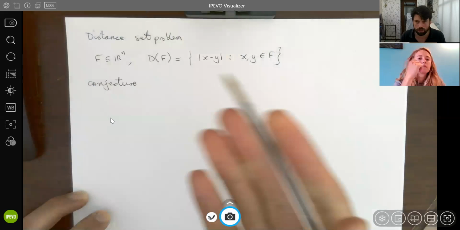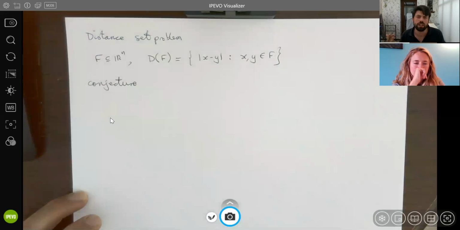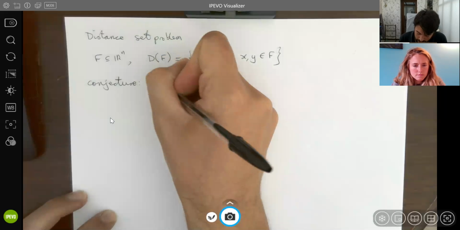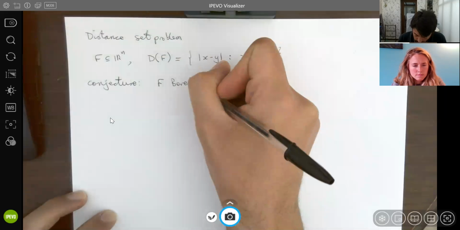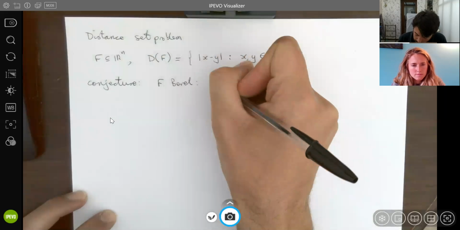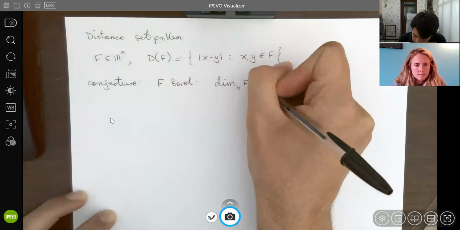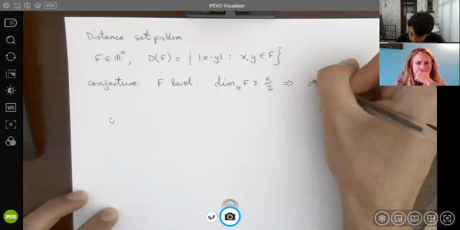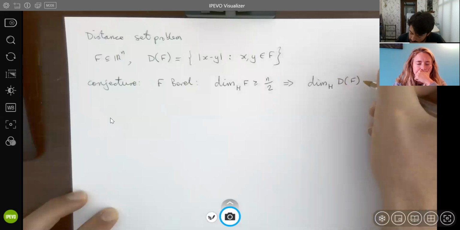Of course there are different versions of this problem if you change n, but the problem's been getting a lot of attention in the last few years from people like Pablo Shmerkin, Tuomas Orponen, Alex Iosevich and his collaborators, etc. But most of this attention has been in the planar case, the case when n equals 2, but of course the conjecture I'm going to write down makes sense for any n. And that is, let's suppose F again is Borel, then if the Hausdorff dimension of F is at least half of the ambient dimension, so F here is a subset of R^n, if the Hausdorff dimension of F is at least n over 2, then this should guarantee that the Hausdorff dimension of the distance set of F is as big as it possibly can be, which is 1.